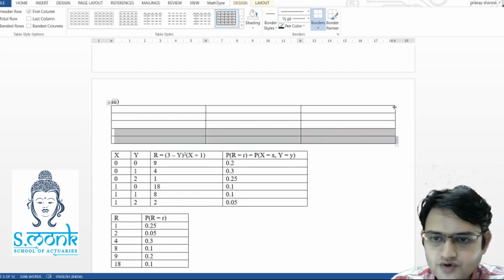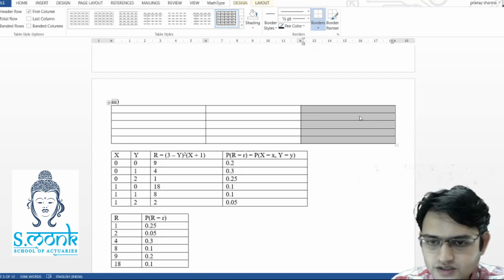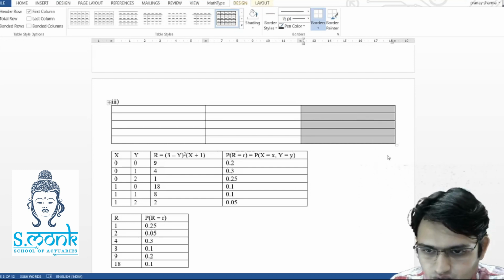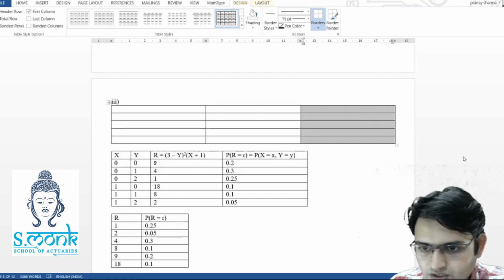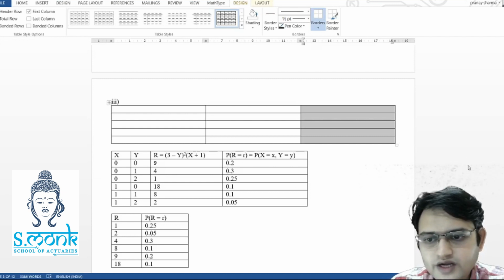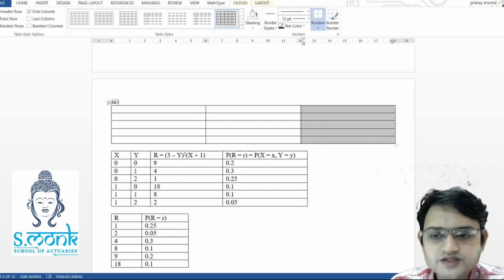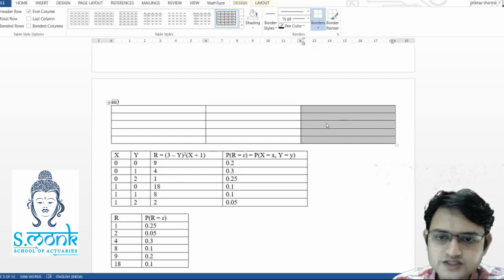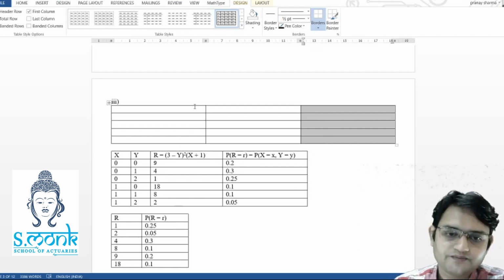For adding more columns, all I can do is select all of these, right click, and you will see insert column to the left, insert column to the right, insert row above, insert row below. You can use these as well to insert your row and column.